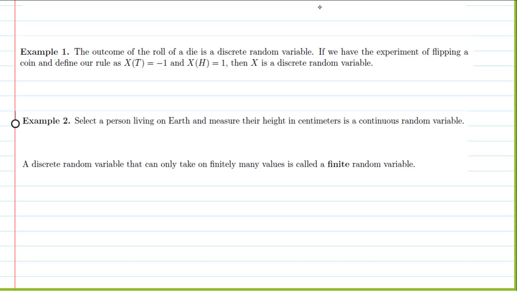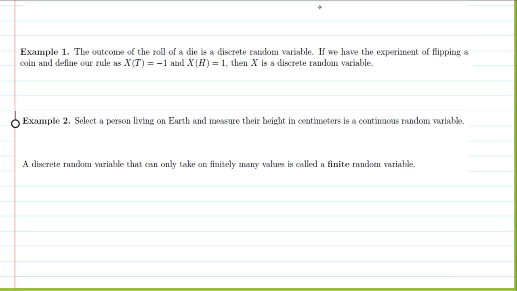So that is an example of a continuum, which would be, I don't know what the shortest person on planet Earth is, and I don't know what the tallest person on planet Earth is, but that would be what our range would be, right? So that is an example of a continuous random variable.